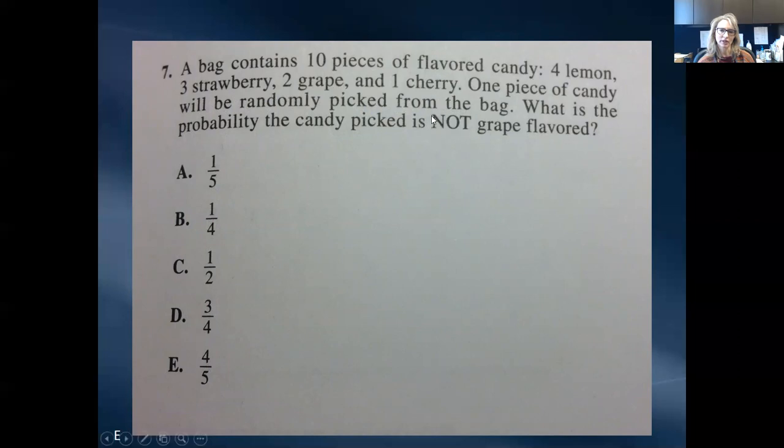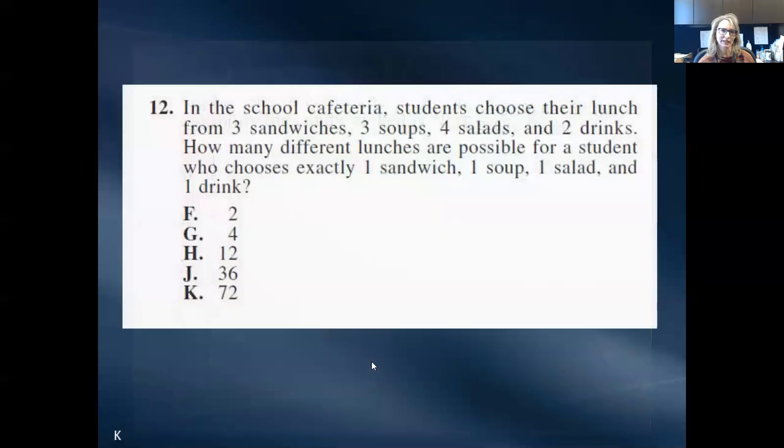Anytime you see a "not" or "except," just go ahead and circle it so you remember that you're wanting to know what it is that's not grape flavored. So we have 2 grape flavored out of 10 pieces of candy. That means there's 8 of them that are not grape flavored, so we put 8 over 10. Now that's not one of our answers because we need to reduce that down. So 8 over 10 reduces down to 4/5, E.